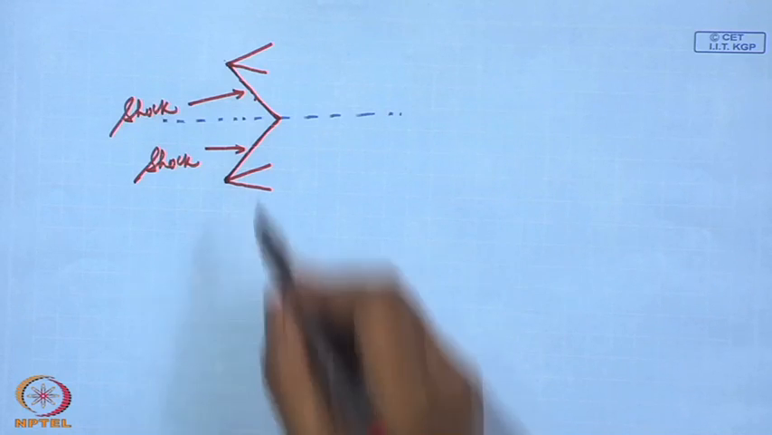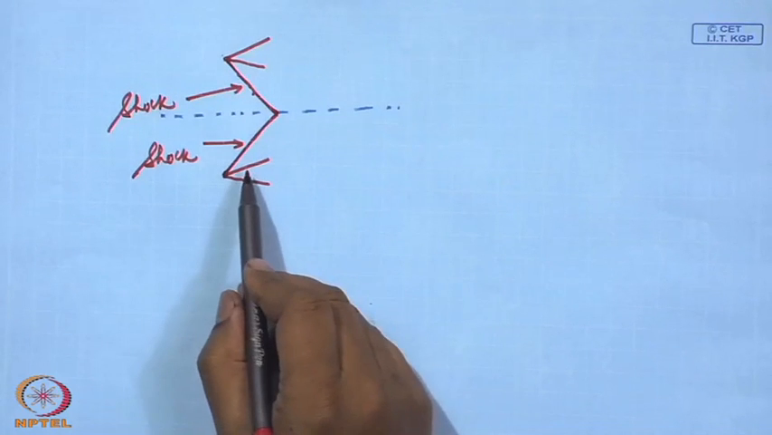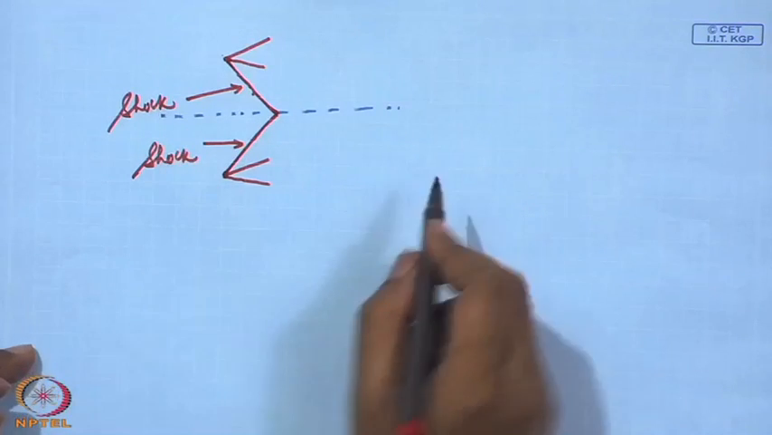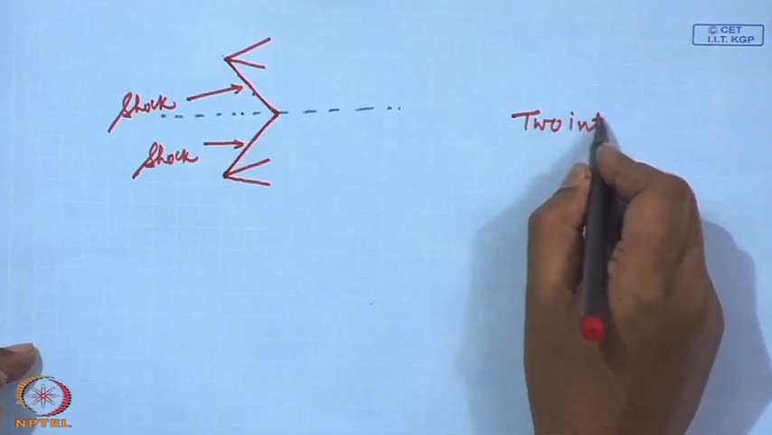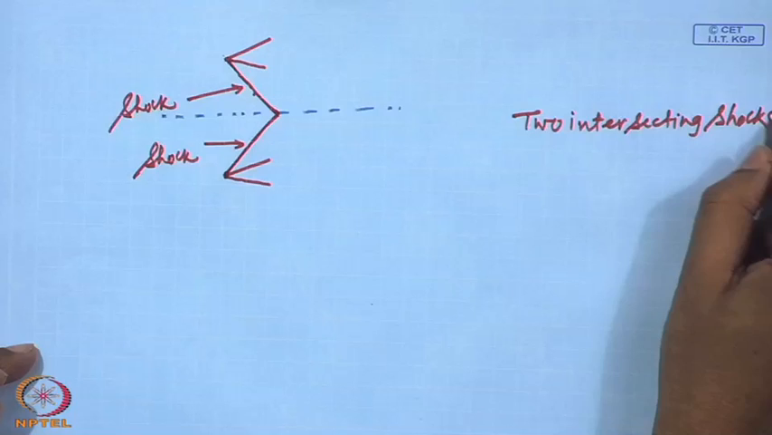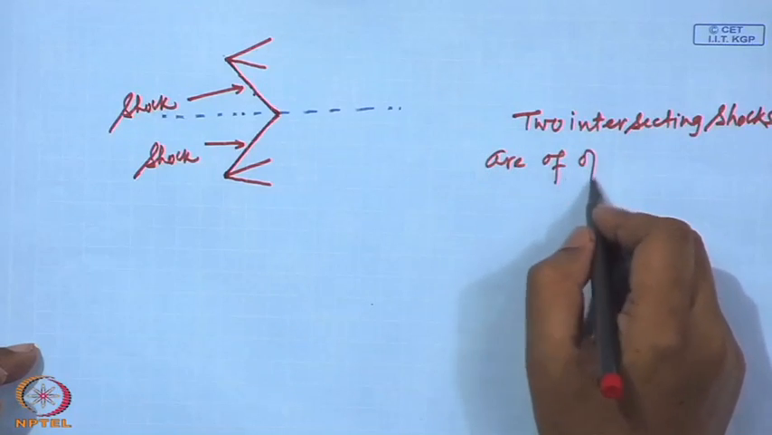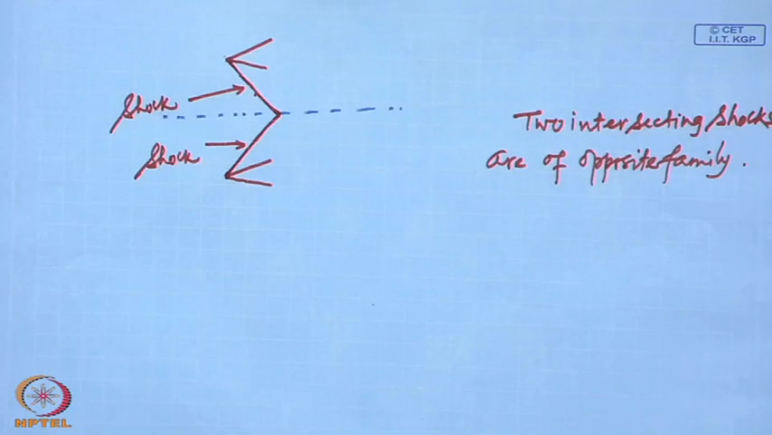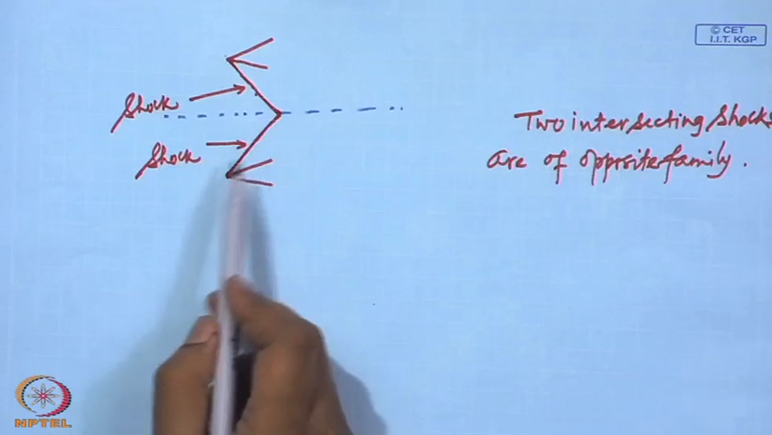Here we see that two shocks have intersected. However, as you can see, these two shocks are of opposite family. So, in this case we have two intersecting shocks of opposite family. One belongs to the plus family, the other belongs to the negative minus family, or one is left running, the other is right running shock, and of course, the deflection that they produce are of different sense. One produces a clockwise turn, the other produces an anti-clockwise turn.